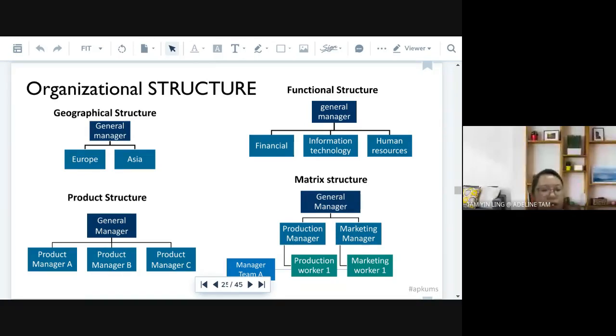Product structure means you can have many different products under one big company. Then we have one manager for one product. For example, a very big restaurant that is selling food. One manager is in charge of the food. Another manager is in charge of the drinks, beverage and drinks. After that, we have another manager in charge of snacks, for example. So we have different managers in charge of different kinds of products.